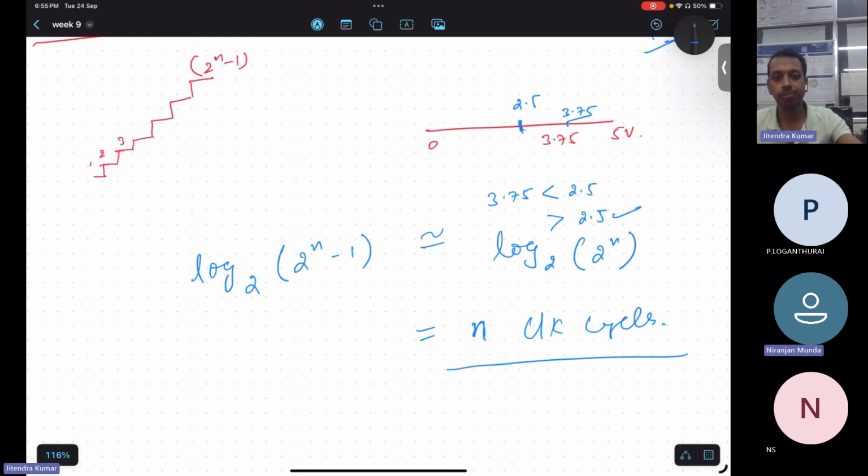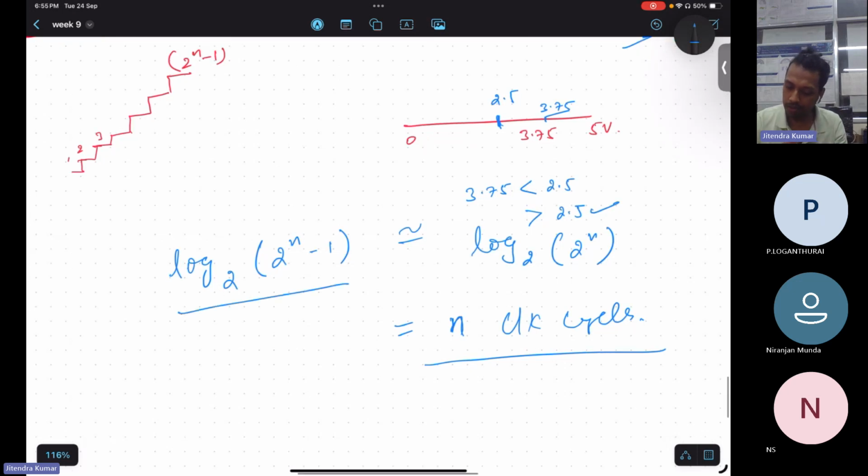ये लास्ट वाला कॉन्सेप्ट थोड़ा सा रिपीट कीजिए। कौन वाला, ये log 2 वाला या ये वाला?